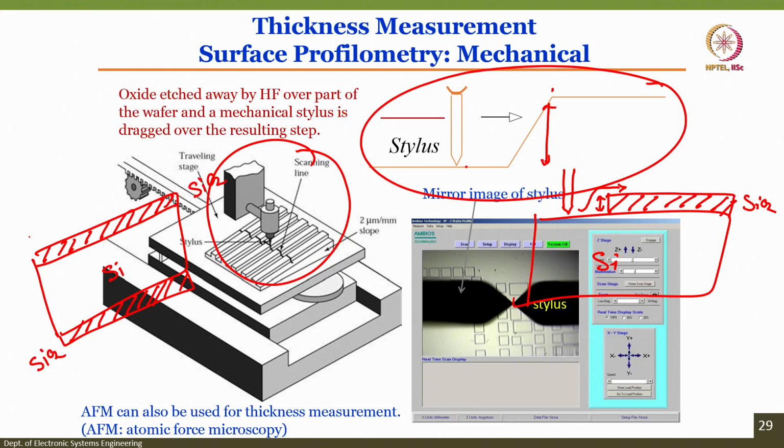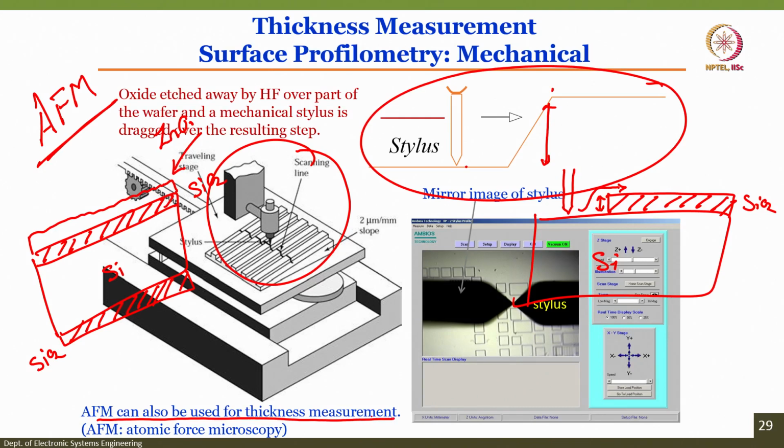And if you deposit, let us say, zinc oxide, ZnO, or any semiconducting oxide or metal, then what is the roughness, what is this roughness that you see like these wavy lines? If you want to measure the roughness, there is a technique called atomic force microscopy, AFM, and that is what is written here. AFM can also be used for thickness measurement.